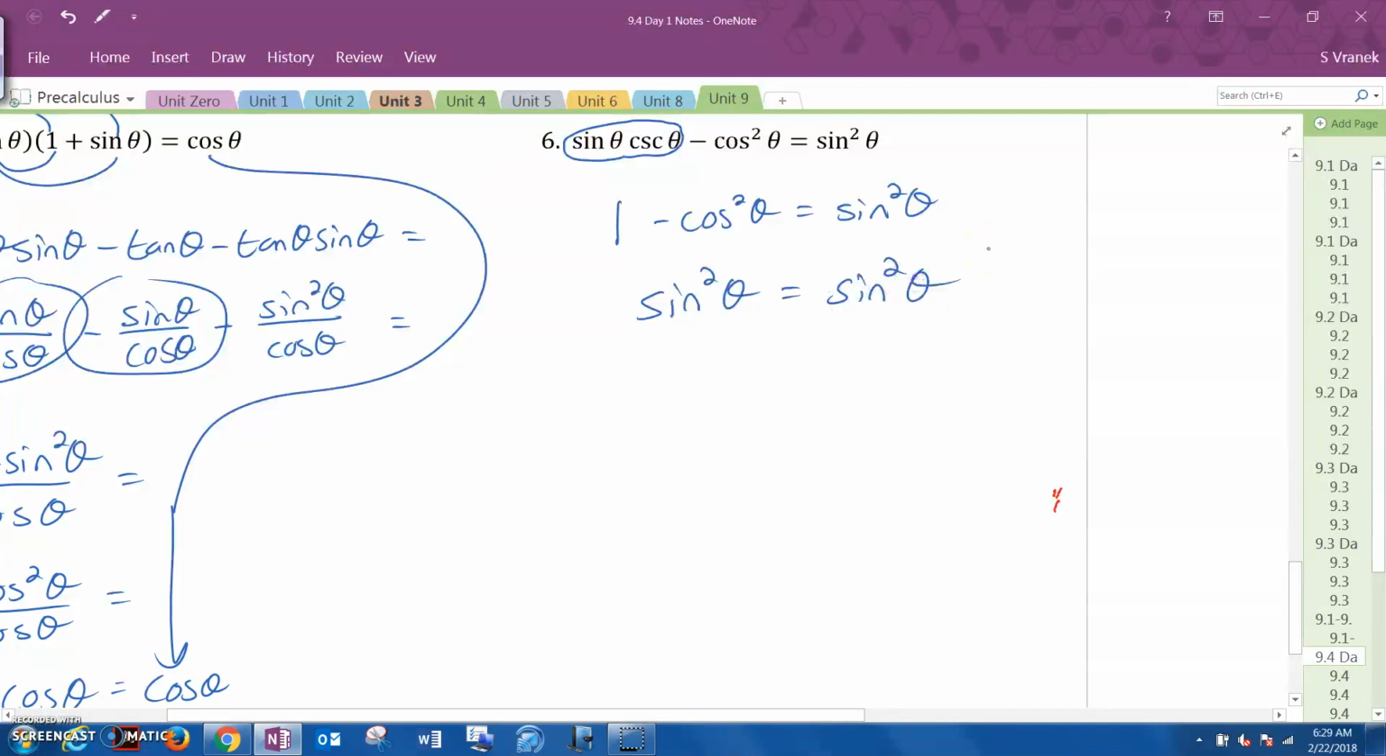So that's how you do identities. You basically pick a side. You do not move things to other sides. You only work on the one side. And then try to get it to look like the other side. Again, there's no one way to do them. That's what makes this challenging. You got to just work through them, practice, see what you can do. You know, there's many different ways to go. And yeah, don't get frustrated.